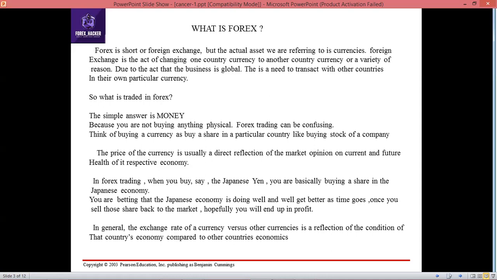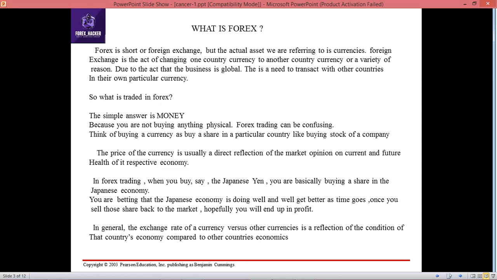So in forex trading, when you buy, say, the Japanese yen, you are basically buying a share in the Japanese economy. Yes. So that's just it. When you buy GBP USD, you're actually buying a share in GBP, saying that in the coming future, this share will increase. You are betting that the economy is doing well and will get better as time goes. Once you sell those shares back to the market, hopefully you will earn a profit. That was what I was explaining. You buy when you think it is going to be better, and you sell when you think it is going to drop. Do you get it?